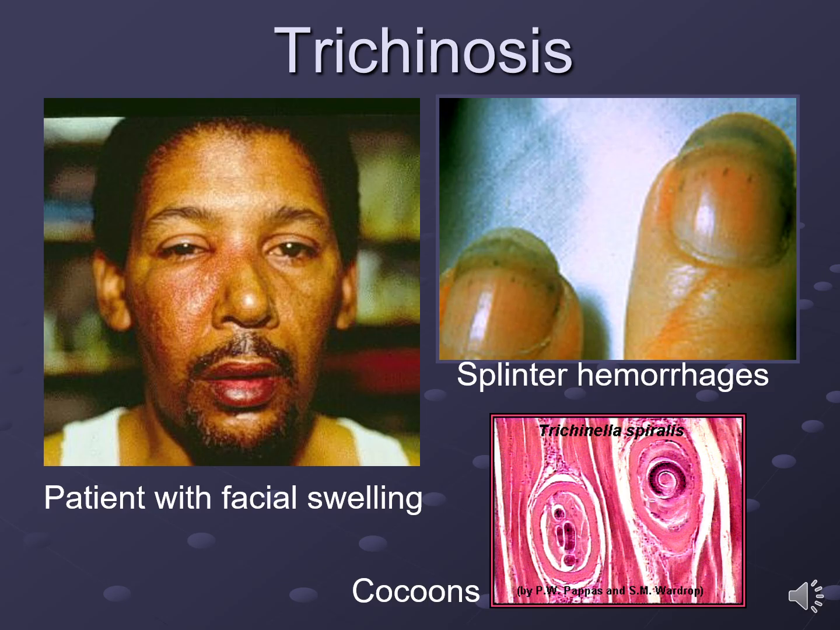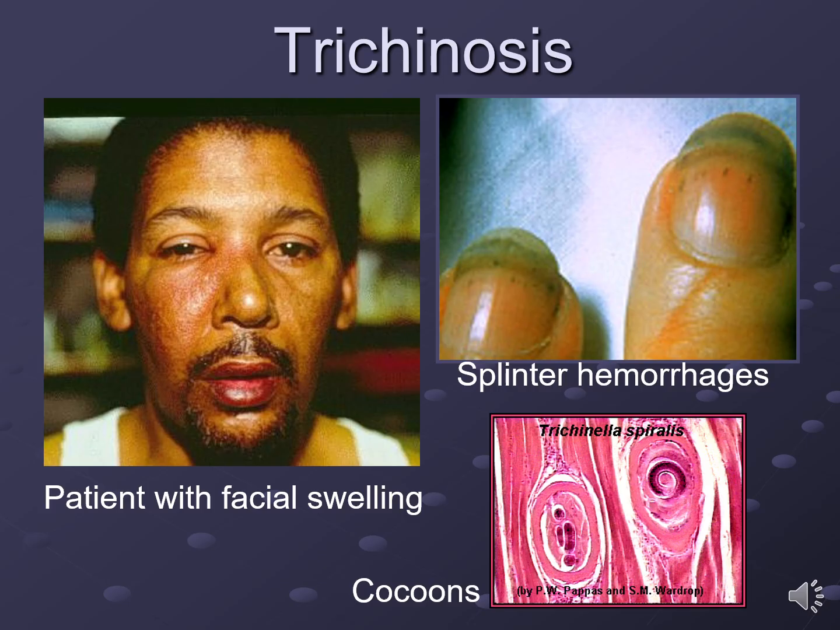You notice the edema in the face of this patient, especially in the lips and around the eyes. The whole face is slightly edematous. The splinter hemorrhages under the fingernails, and there you see on a pathologic slide the Trichinella spiralis cysts where the larvae are encysted. We say they are encysted within the skeletal muscles like you see here.